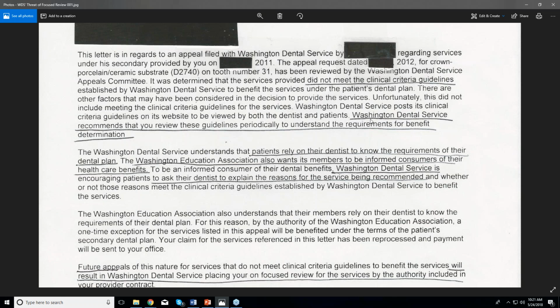So this line here: Washington Dental Services recommends that you review these guidelines periodically to understand the requirements for benefit determination. Washington Dental Services understands that patients rely on their dentist to know the requirements for their dental plan. The Washington Education Association also wants its members to be informed consumers of their healthcare benefits. So basically what they're saying is that you're responsible for educating the patients about their dental plan.